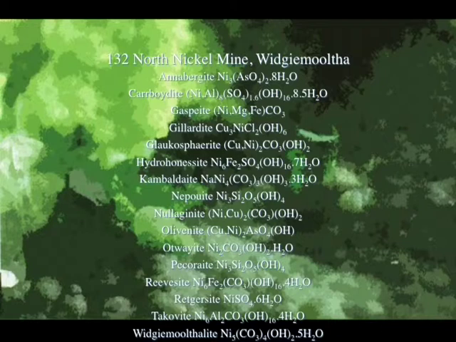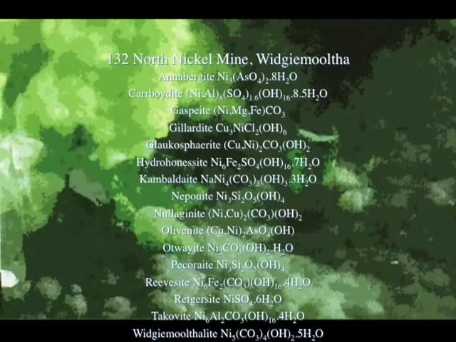And so the 132 North mine has produced the greatest variety of secondary nickel minerals found anywhere in the world, some being the best examples of their species. It's the type locality for Widgie-Multhalite and hosts second known occurrences for cambalderite and nullarbonite. So about 20 secondary nickel mineral species have been discovered there. And some 11 of the 16 new minerals described from the oxidised zone in Western Australia come from nickel deposits.